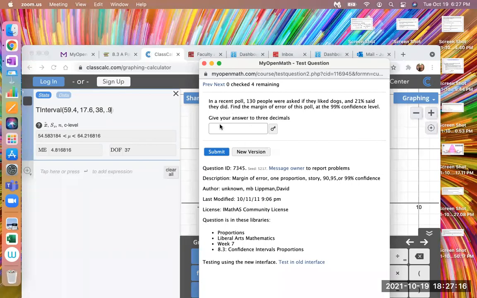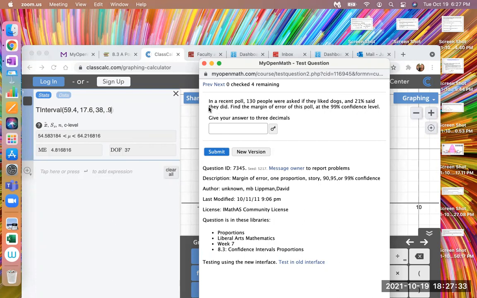Hi class, it's number 5 in the chapter 8 practice test. In a recent poll, 130 people were asked if they like dogs. 21% said they did. Find the margin of error for this poll at the 99% confidence level.